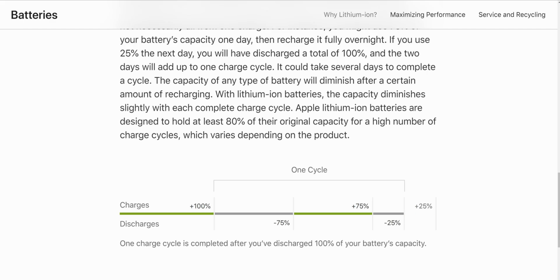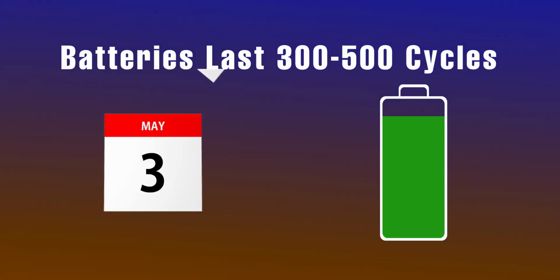Let's quickly go over some important terms so you hopefully don't get lost along the way. A charge cycle is the complete charge and discharge of a battery from 100% to zero. This doesn't have to be all at once. For example, if you charge your laptop down to 50% and back up to 100, this is one half of a cycle. Standard batteries last 300 to 500 charge cycles.